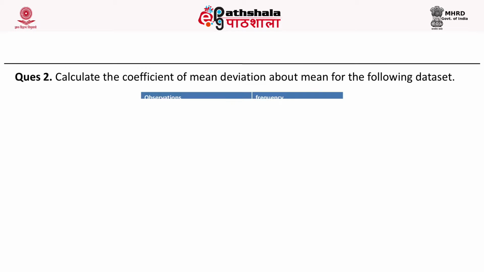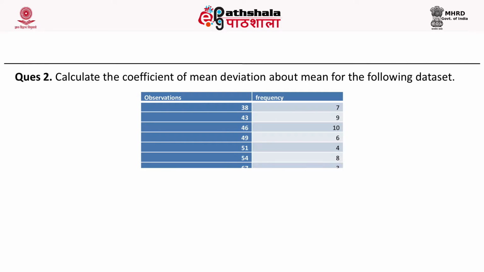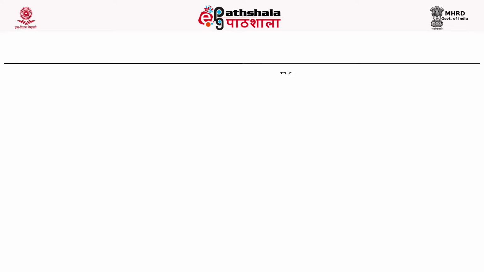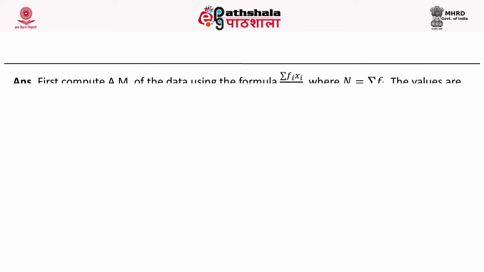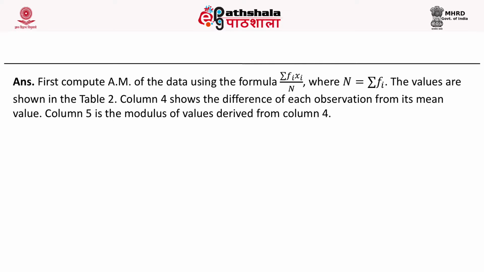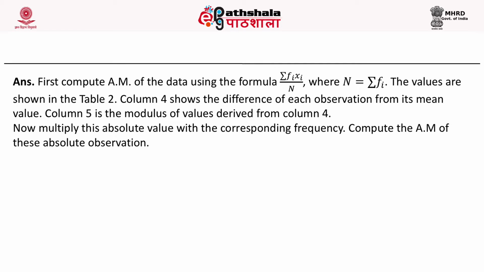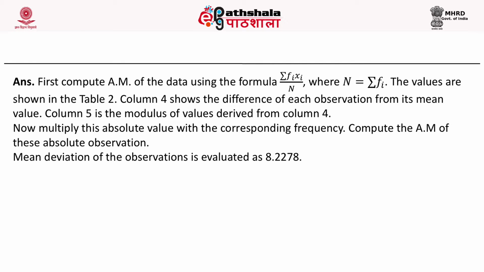In the following data set we derive the coefficient of mean deviation, and this data set is ungrouped frequency data. From table 1 we can see that in the first column we have the observations and correspondingly the frequency is shown in the second column. First compute the arithmetic mean of the data set using the formula summation of fi xi upon capital N, where N is equal to summation of fi. The values are shown in table 2, and column 4 shows the difference of each observation from its mean value. Column 5 is the modulus of the value derived from column 4.